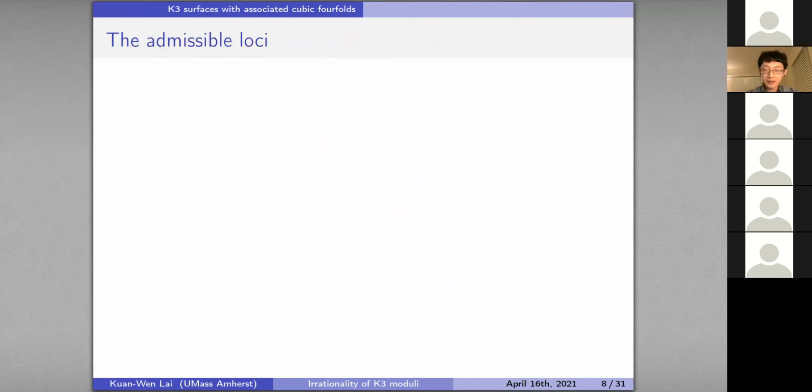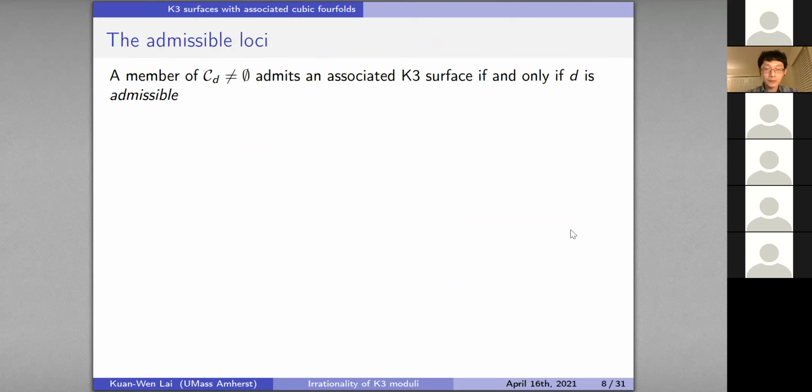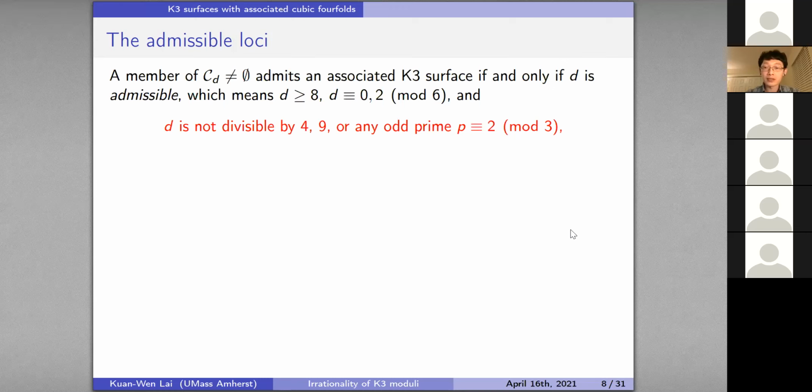Some of these C_D are related to K3 surfaces in this way. We say a member inside C_D, suppose it's non-empty, admits an associated K3 surface if and only if D is admissible. This means that, first, you want C_D to be non-empty, so D must be in the list given in the previous slide. And you also need to satisfy this property.